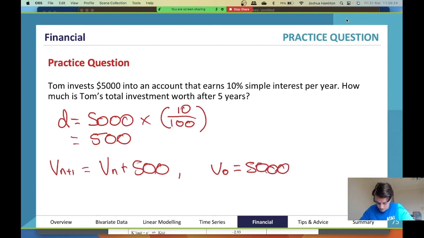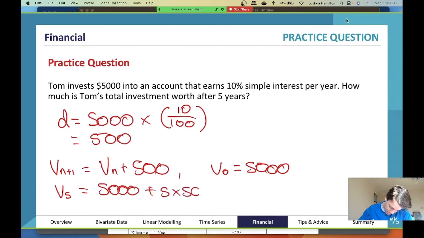So we can just use the nth term here and go, all right, what are we looking at? 5 years: V5 equals 5,000 plus 5 times 500, and we get a value of $7,500. Important with finance, you put the units on at the end. You always need to put the units on. So the value of the investment after 5 years is $7,500, and that's how you go about that question.